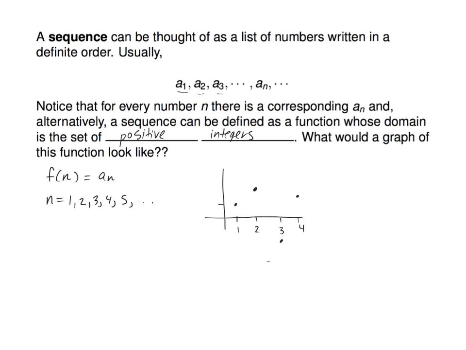Then ask yourself, is this a function? Does it pass the vertical line test? It does, right? Because every vertical line is going to only have one output. You're just missing a whole bunch of them in the middle.